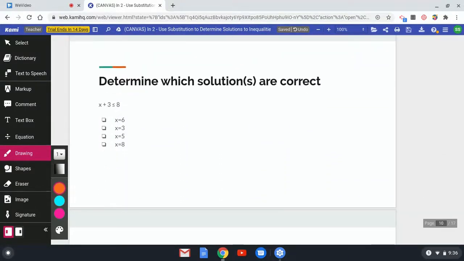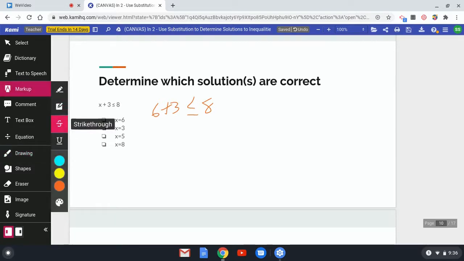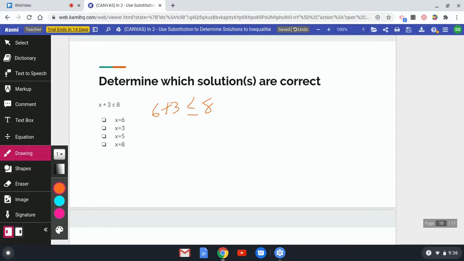All right, let's see. Determine which solutions are correct. And we would just put a little check mark here. So let's put 6 in. 6 plus 3 is less than or equal to 8. Well, what's 6 plus 3? 6, 7, 8, 9. Is 9 less than 8? Nope. If I were using tools like on the RISE test, oh, you can't do it. Never mind. I was going to use that strike through tool. So, okay, that one is out.